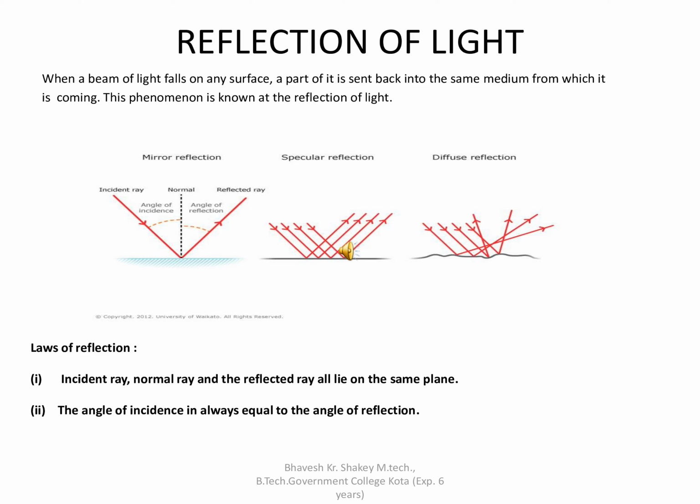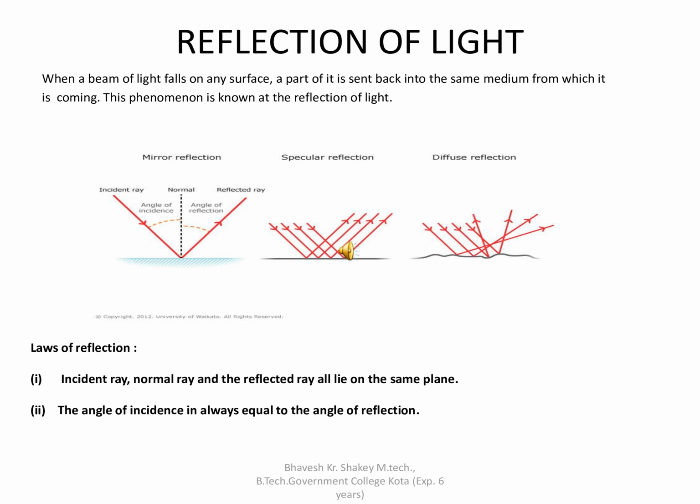Now there are laws of reflection. There are two very simple laws, which we have to remember when we study reflection from mirrors. These laws will be applicable. The first law is: the incident ray, normal and the reflected ray all lie on the same plane. Normal is not actually a ray; we draw it at the reflecting surface, so it is not a ray.